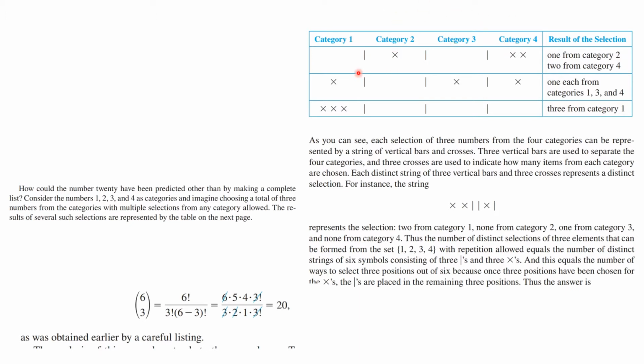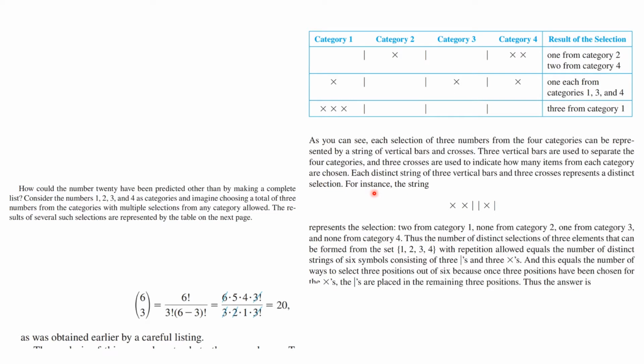And to separate 4 categories, you need 3 vertical slices. So this would represent taking 1 from category 1 and 2 from category 4. This would be 1 from category 1, 1 from category 3, and 1 from category 4. This would be taking all 3 from category 1. As you can see then, each selection of these 3 numbers from the 4 categories can be represented by this string of vertical bars and crosses. 3 vertical bars are used to separate the 4 categories, and 3 crosses are used to indicate how many items from each category are chosen.